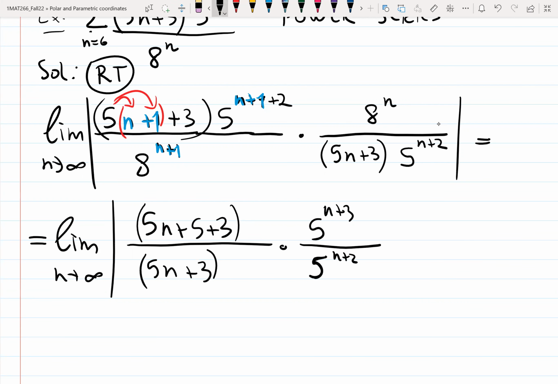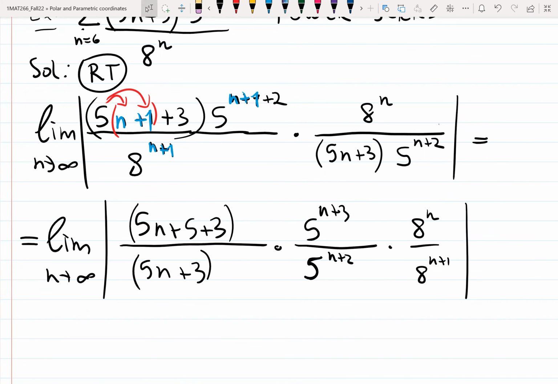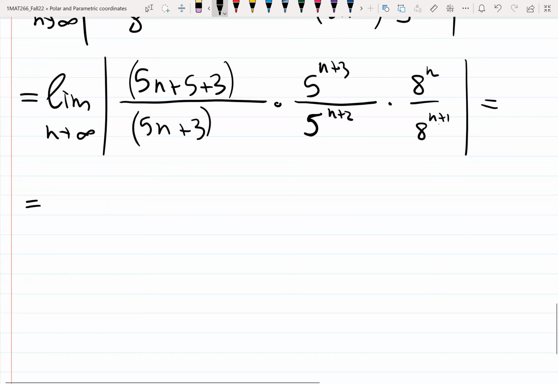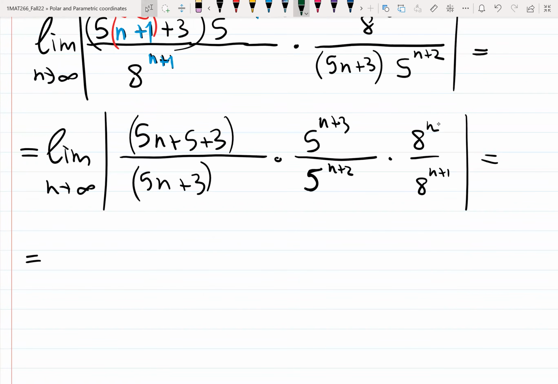n plus 2 times 8 to the n over 8 to the n plus 1. And now you simplify whatever you can. Do not simplify sums and differences. Only products, quotients, and factorials can be simplified. This one cannot be simplified; it will be solved with a limit. Others can be. So remember that if something is added or subtracted, you do not touch that.